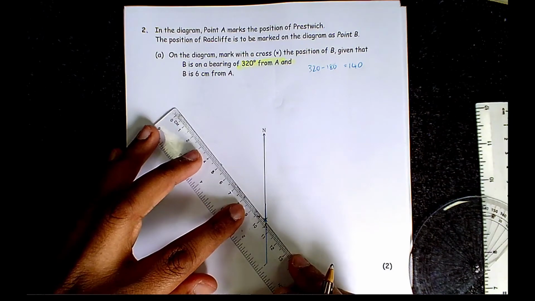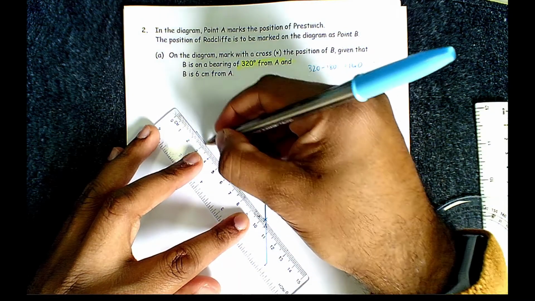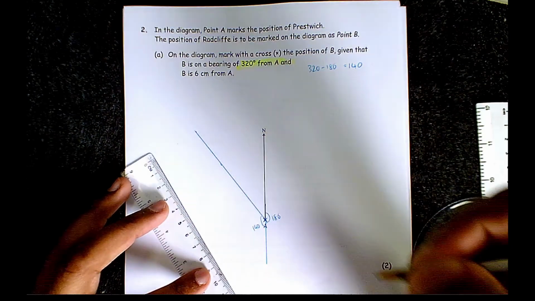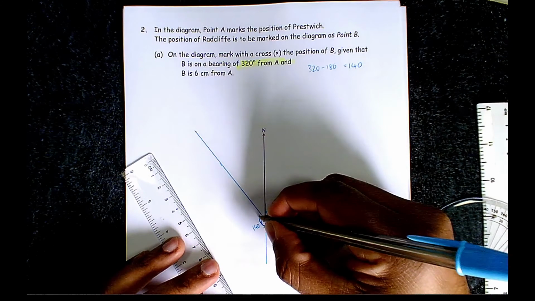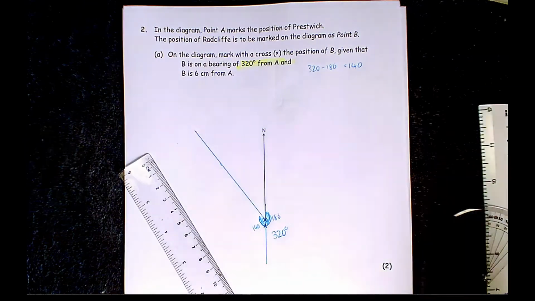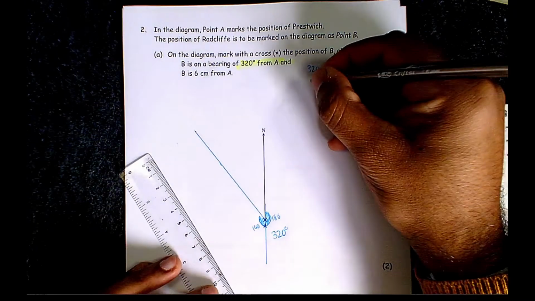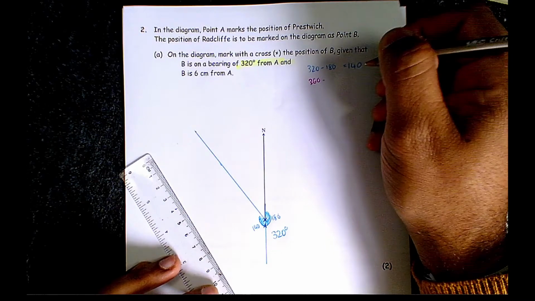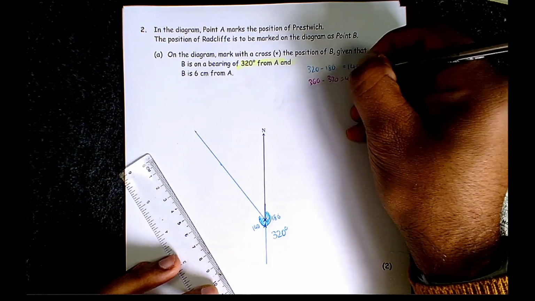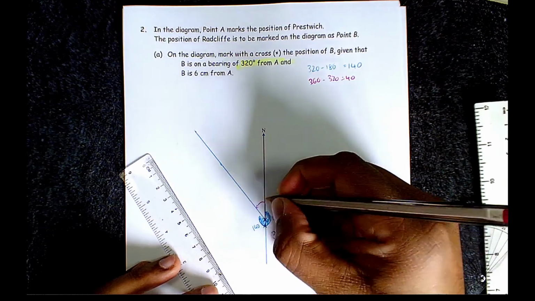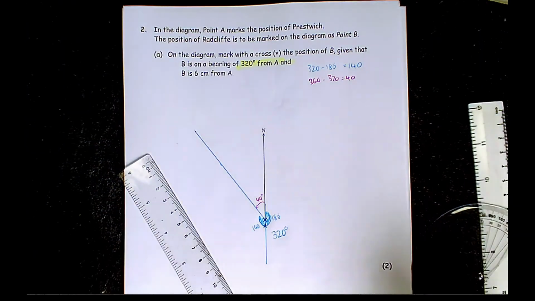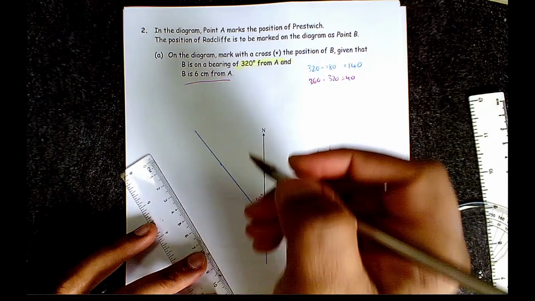And I can then draw my line going from there. So this is 180 and this is 140. And altogether this would give me a bearing of 320 degrees. Alternatively, what I could have done is 360 minus 320, which equals 40 degrees, and then measured in an anti-clockwise direction 40 degrees, and that also would have given me that bearing. Now the next part of this says that B is 6 centimeters away from A.